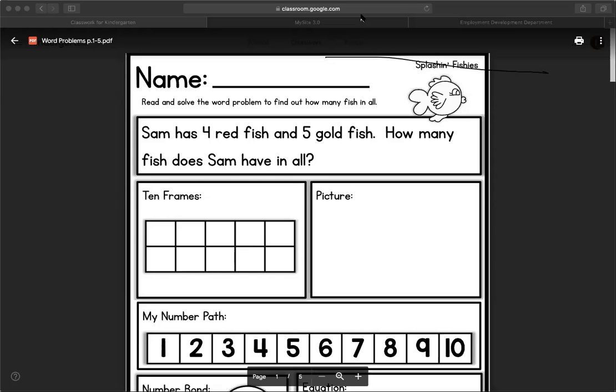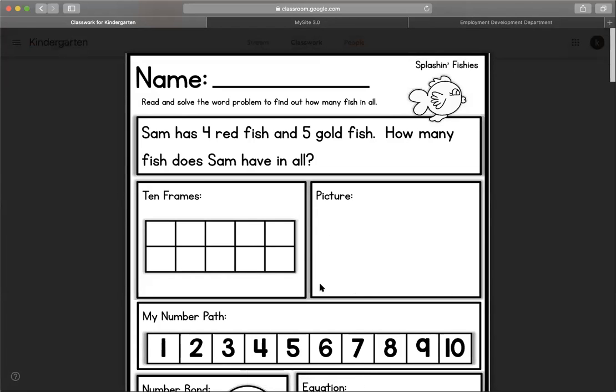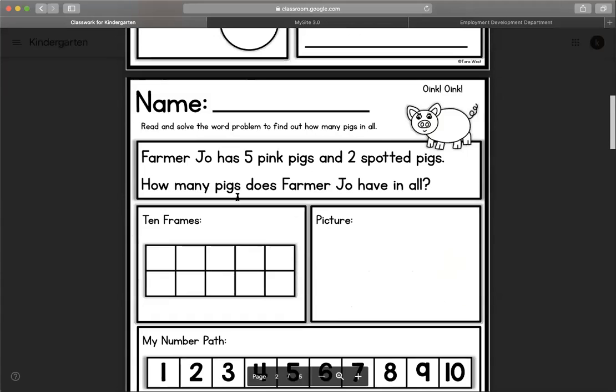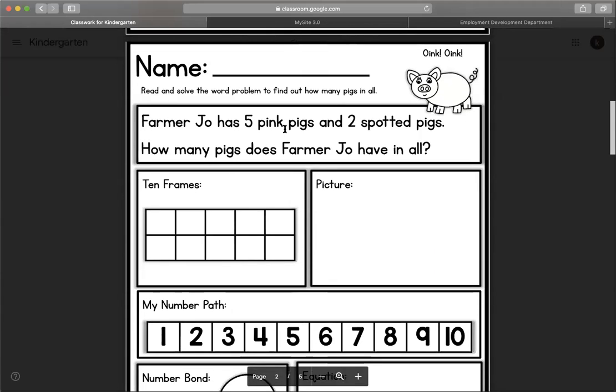Oh, yeah. So then once you guys have done the first word problem together, we're gonna do the second word problem together. Alexa, would you like to read the second word problem for us?